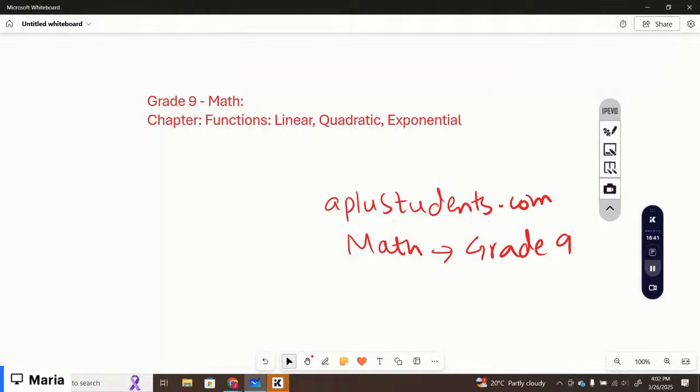We're going to start with the chapter functions, linear, quadratic, and exponential. Please make sure you have your notebook and pencil so that you can note down the important examples and definitions as well.